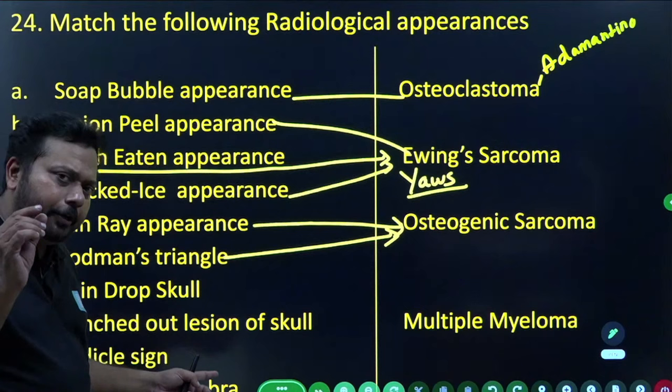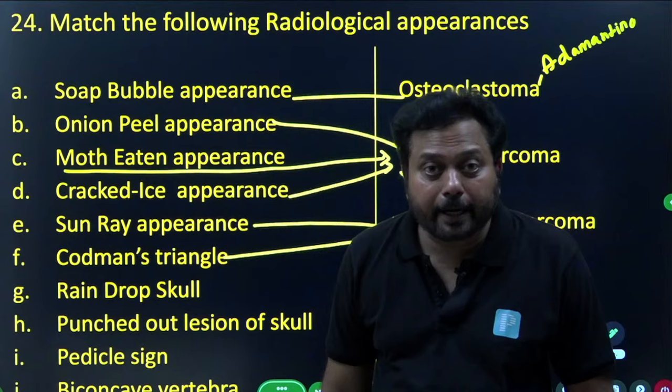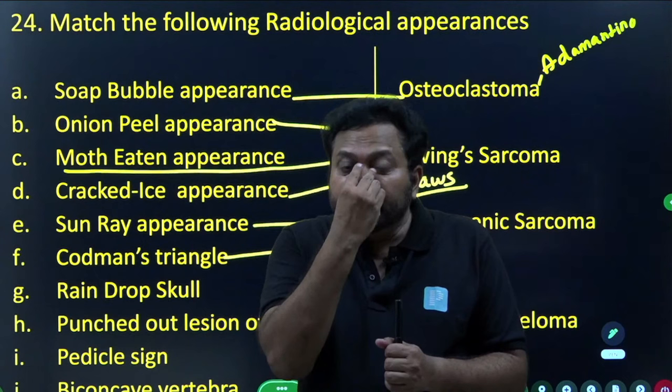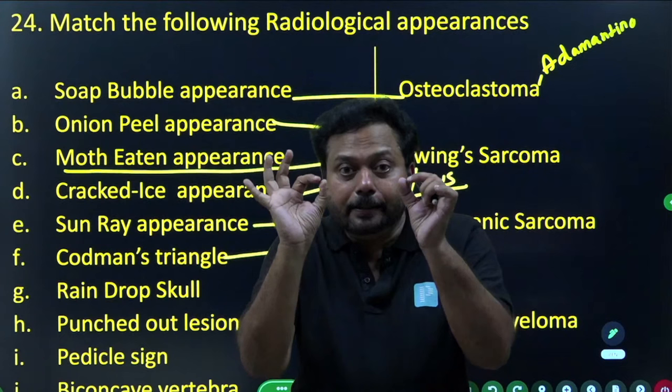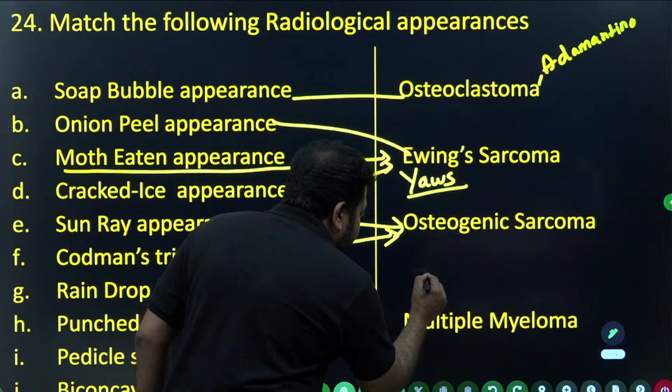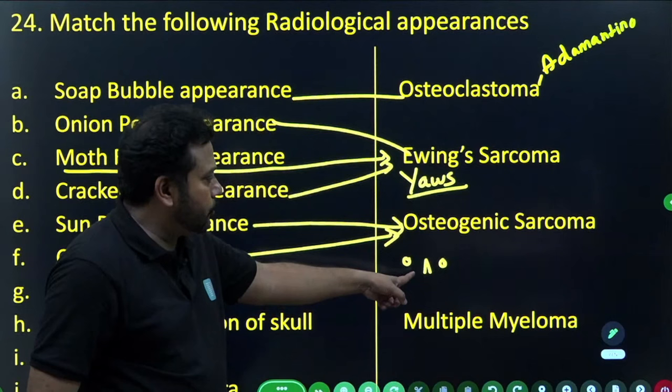Then pedicle sign. What do you mean by pedicle sign? When you take an AP view of the spine, you will see a beak-like thing in the spinous process. The pedicles, you can see like two eyes. They are called pedicle sign. Exactly in an X-ray, a beak-like thing will be like this, and here two pedicles will be seen. This is normal.